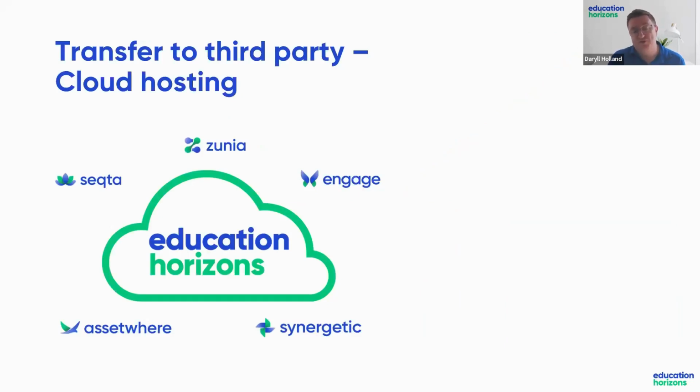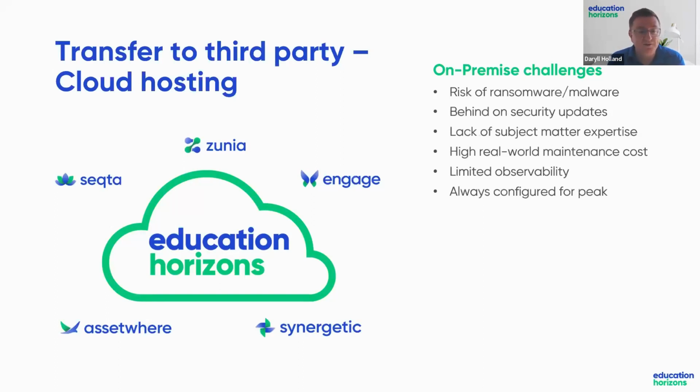There are many examples of treating, tolerating, and terminating risks, but increasingly schools are exploring how to transfer information security risks out. We support a number of examples with our own systems at Education Horizons. Cloud hosting for Engage, Sector, Synergetic, Zunia, and Assetware allows us to transfer and manage many security challenges centrally. And you can see from the screen some of the challenges with on-premise hosting, and hopefully some of the benefits will resonate with you too.